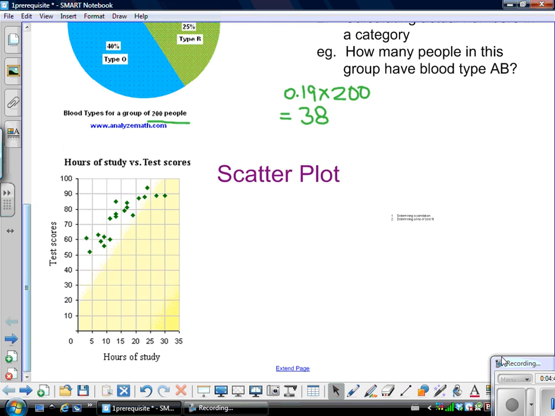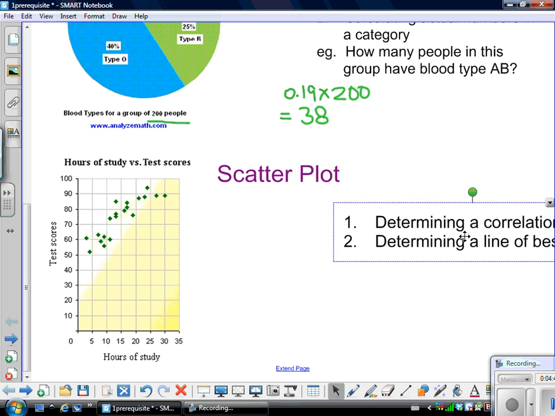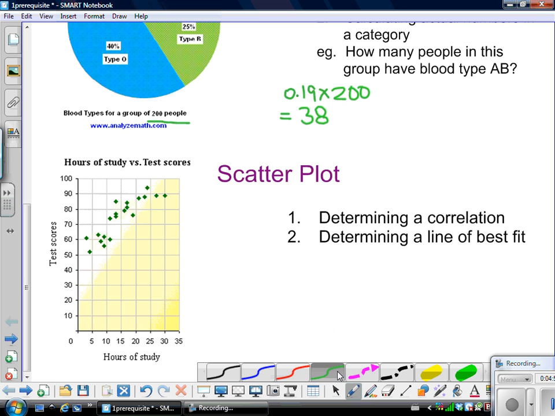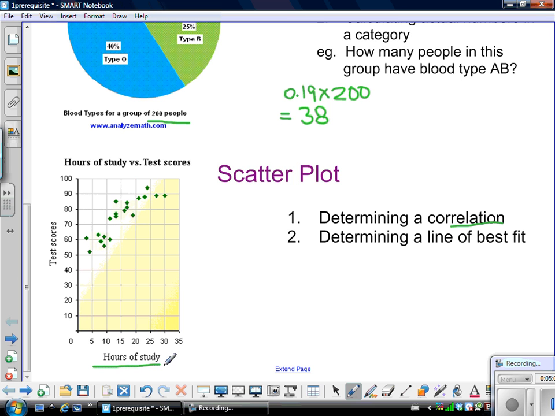And one nice thing about a scatter plot is we can first of all determine if a correlation exists. Now correlation is, if you notice the word relation, sometimes you can find a relationship between variables. Okay, in this case, the variables are the number of hours you study and to see if there's a relationship between the test scores that someone receives.